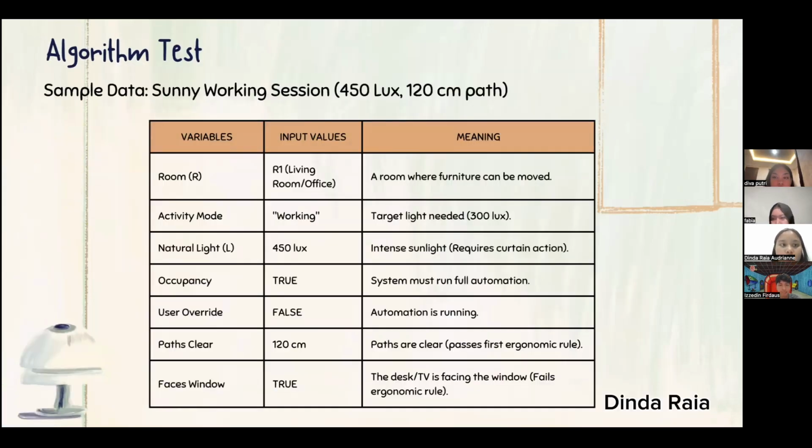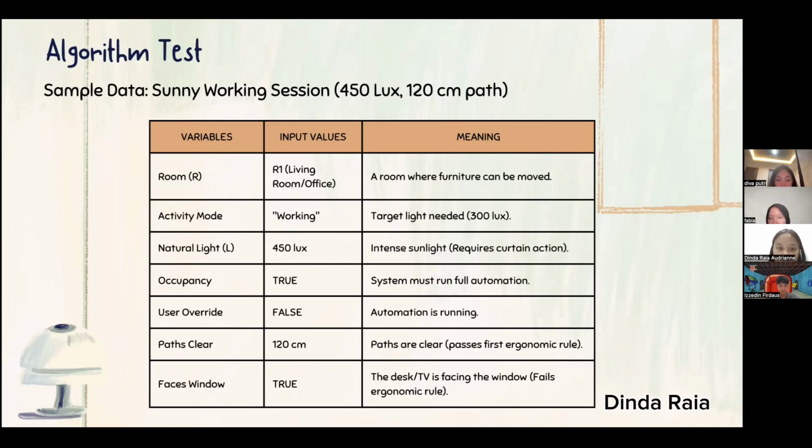So next we have the algorithm testing. The sample data that we use is a sunny working session with 450 lux and a 120 centimeter path. We use this sample data as the toughest, worst case scenario that the system could run. So the variables are room, or R, with input values: living room, office, meaning it's a room where furniture can be moved. The activity mode is, of course, working, because it's a working session, and the maximum target light needed is 300 lux. The natural light, or L, is 450 lux, which is intense sunlight.